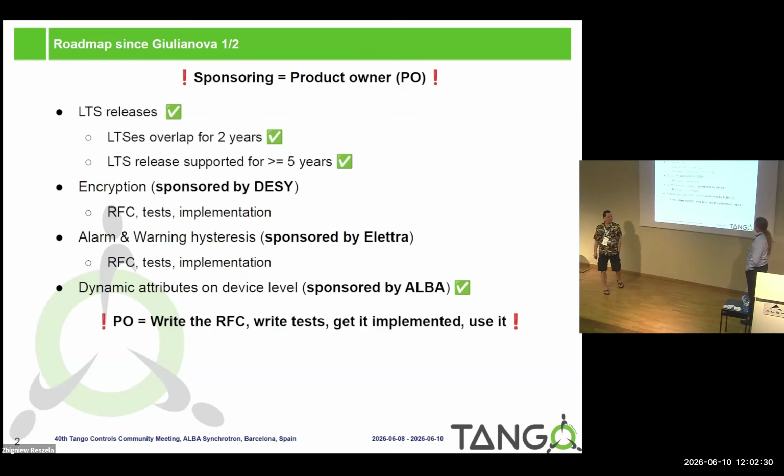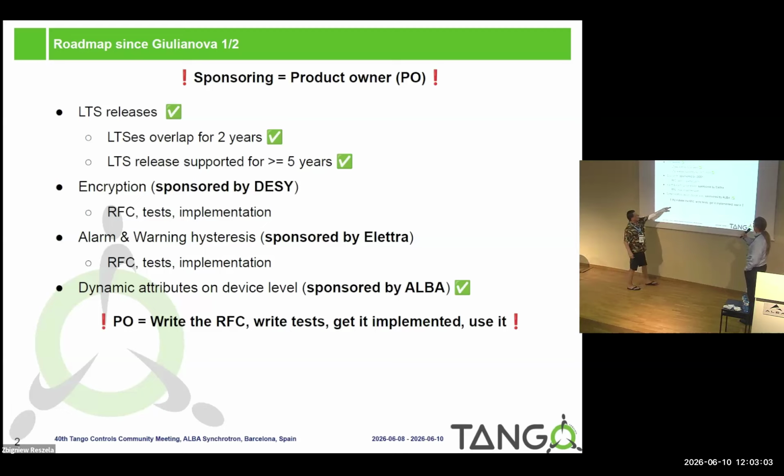Really true. I think then we agreed on the encryption, right? Yes. But the main thing we agreed on in Giulianova is that it's not about saying, hey, I want to have this fancy thing and we'll find someone doing it. No. This is unfortunately not how it works. We don't have any people waiting for work.